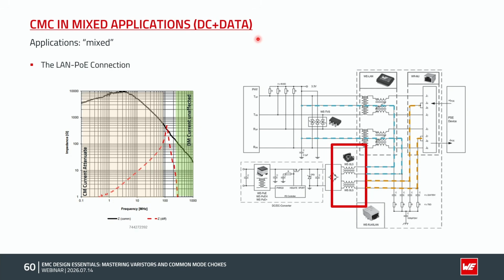Sometimes we can find the so-called mixed application, and as you can see in this example, we have a signal or data line, but also a DC line for power. In this case, we can find different solutions, as was explained before. And in this case, we implemented the SL5 series due to the rated current value and its ability to provide both common mode and differential mode attenuation at the desired frequencies.